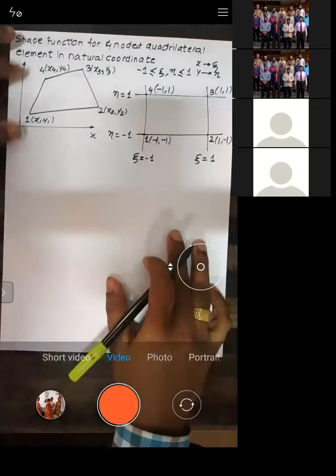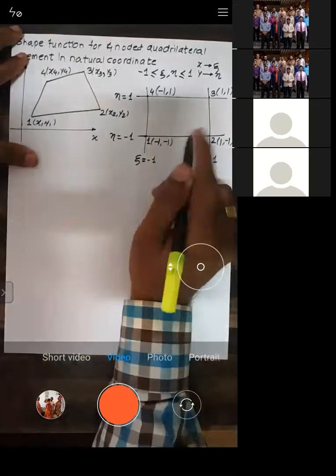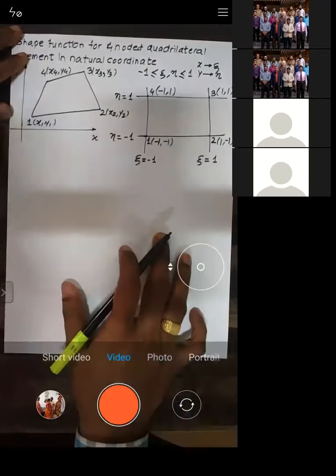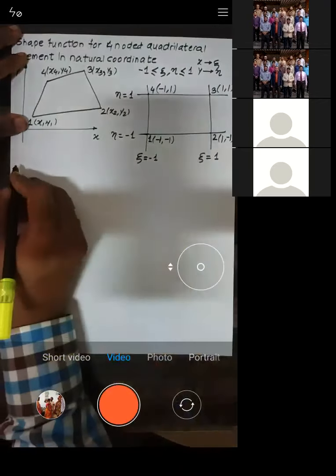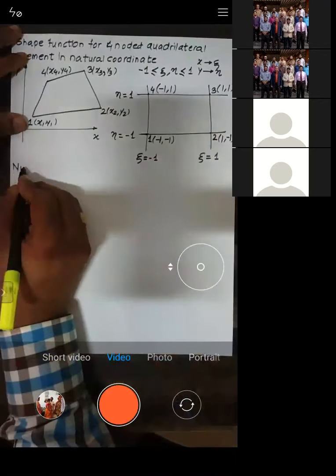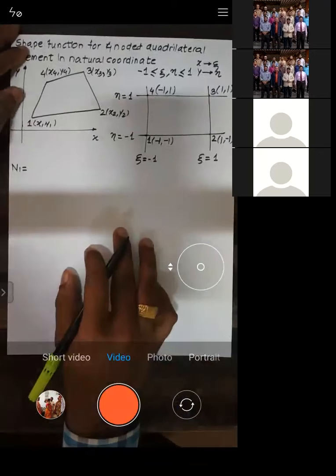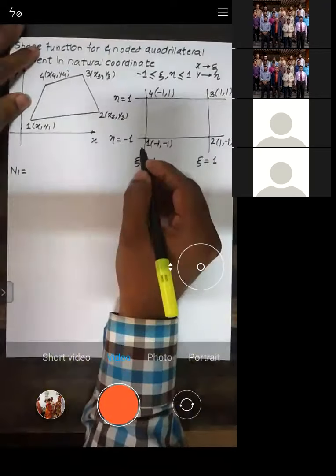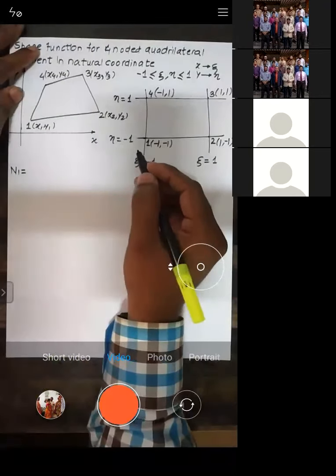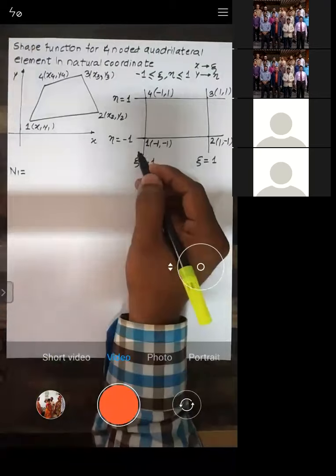Now I should write down the shape function. As there are 4 nodes, I will get 4 shape functions. I will start from the first node, N1. N1 is the shape function for node 1. Try to understand how you will calculate shape function N1. Can you tell me?